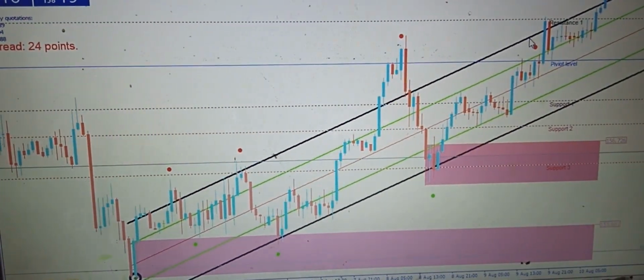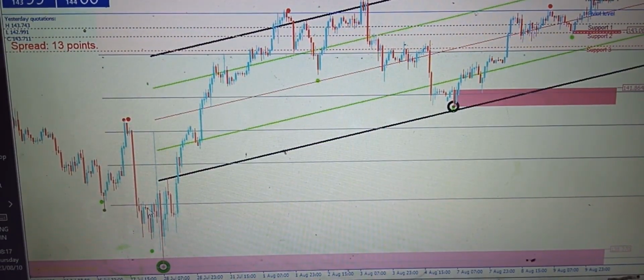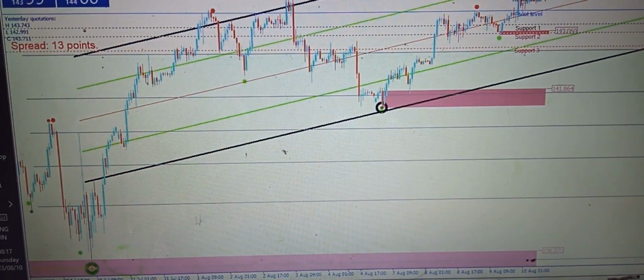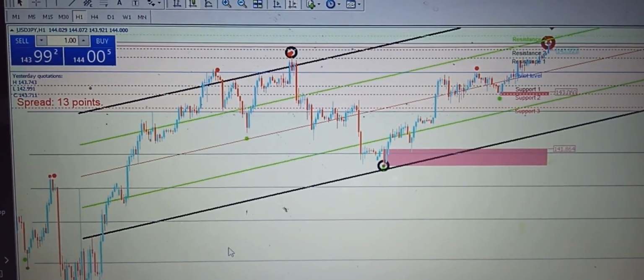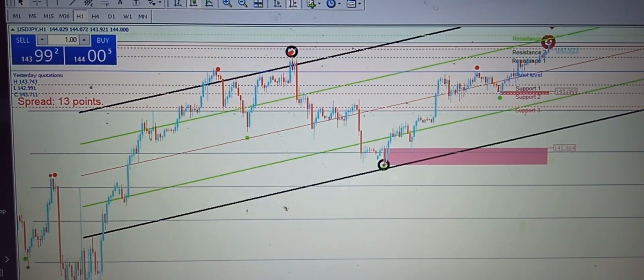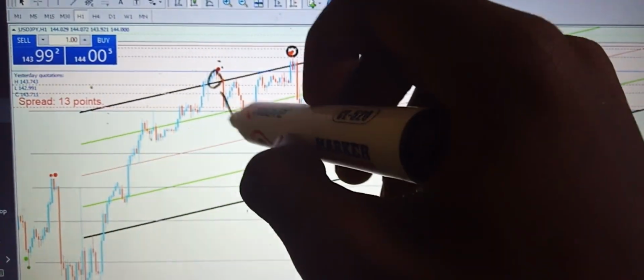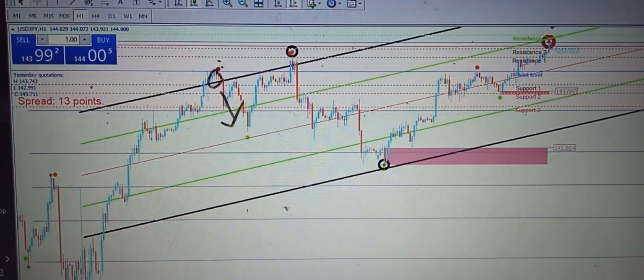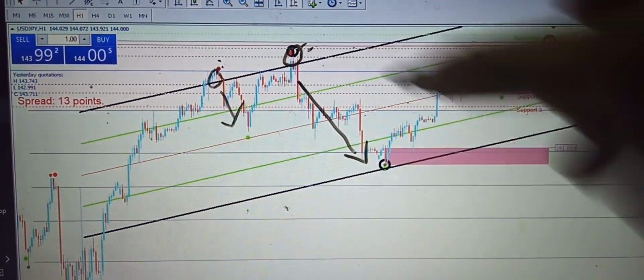Okay, now let's look at other pairs. Let's look at another pair. Let's look at USD/JPY. Remember, the system works on every pair, so it's very advisable for us to use the system. USD/JPY, we were gonna sell at the resistance level. The reason is because the resistance level was not effectively broken, so we are gonna take our sell at that level. And then if we sold here, our take profit was gonna be at that level.